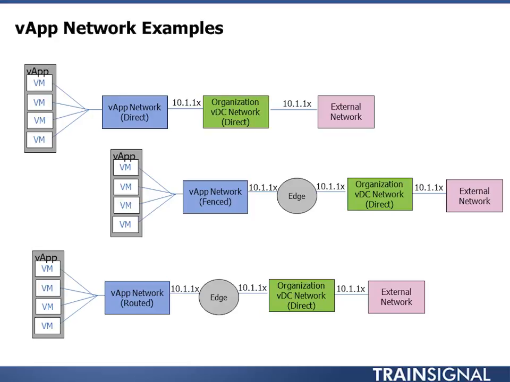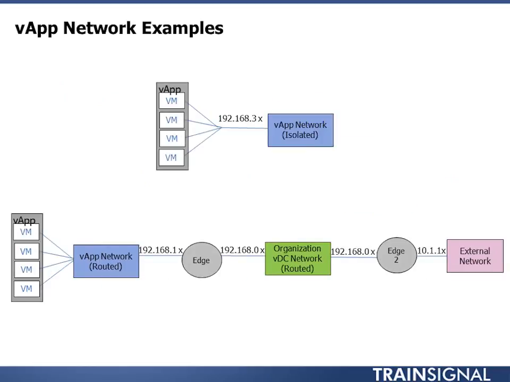And then past that point again, the org network could be direct to the external, as I show you in the bottom example. It could be isolated. It could be routed. It could be anything at that point. We're just focused on that relationship between the vApp network and the org network. And in this case, it's a routed network with an edge router in the middle.